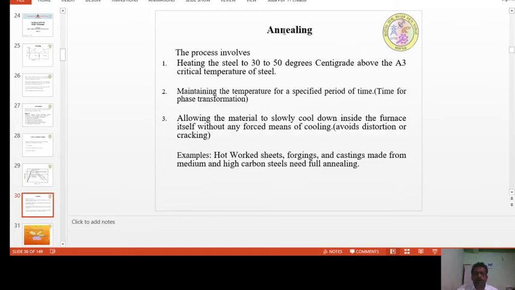So in general, what are the things the annealing process involves? Heating the steel to 30 to 50 degrees centigrade above the A3 critical temperature of the steel. Maintain the temperature for a specified time period. Allow the material to slowly cool down inside the furnace. And some of the components or products that are annealed are hot worked steels, forgings, and castings made from medium and high carbon steels.